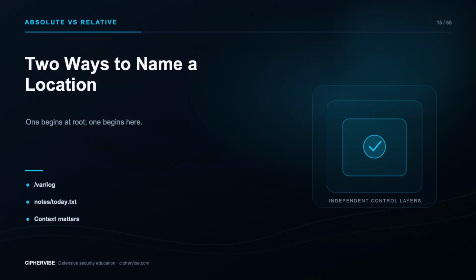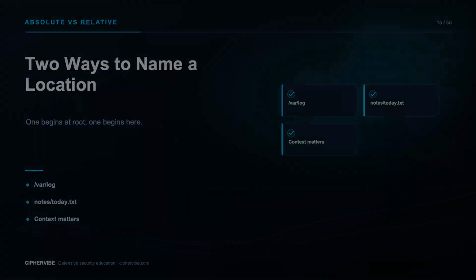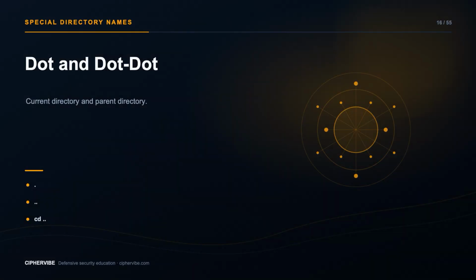An absolute path starts at / and identifies a location from the filesystem root. A relative path starts from the current working directory. Relative paths are shorter. Absolute paths reduce ambiguity. Use pwd when context is unclear. A single dot means the current directory. 2 dots mean its parent. cd .. moves up 1 level. These are path components, not vague gestures, and they can appear inside longer relative paths.